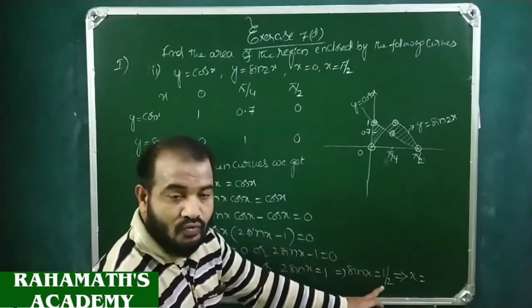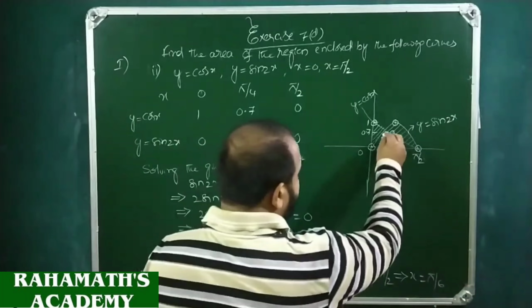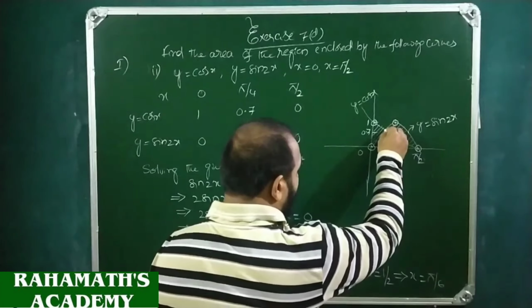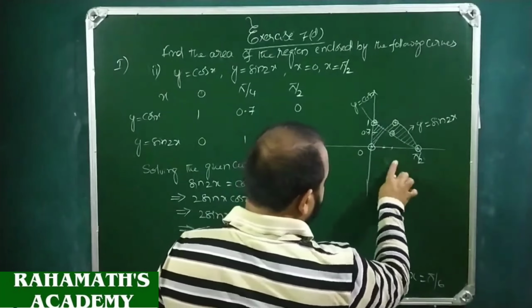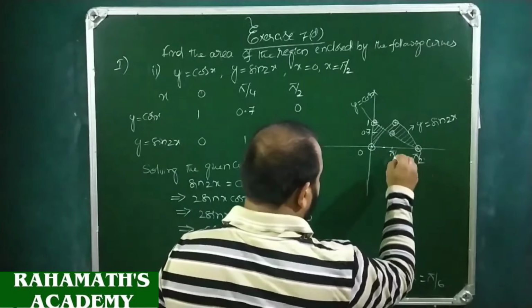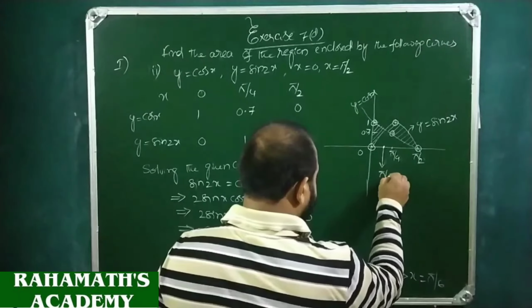Sine 30 is 1 by 2. So that is pi by 6. Therefore, this point of intersection is how much? This point of intersection is, this is anyway pi by 4, this is pi by 6.